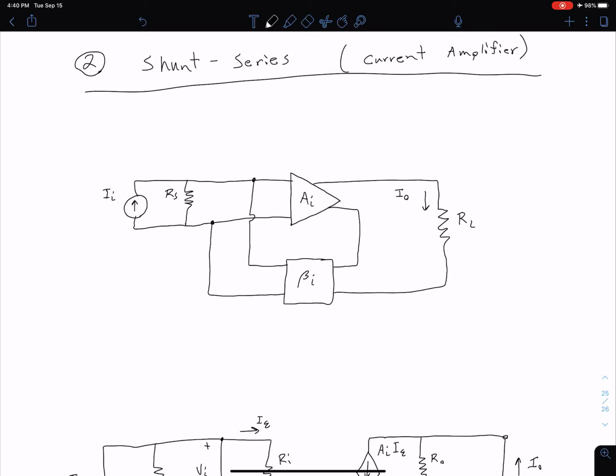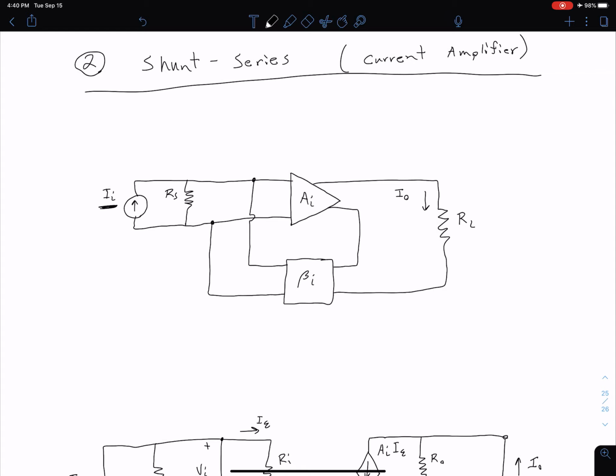The next of our four ideal topologies is our shunt series, or our current amplifier topology. If we look at this first diagram here, we can see we have our input current to be amplified over here on the left, which is coming into this block amplifier A_I, and is also connected to this feedback block beta_I, and these connections are done in parallel. Our feedback from beta_I is coming back and being added in parallel, so that's where we get the shunt or parallel for the first side.